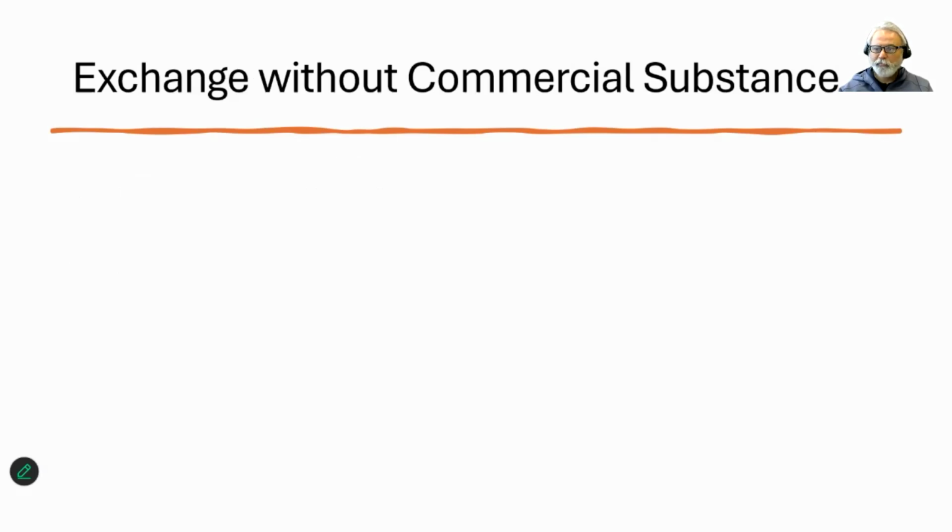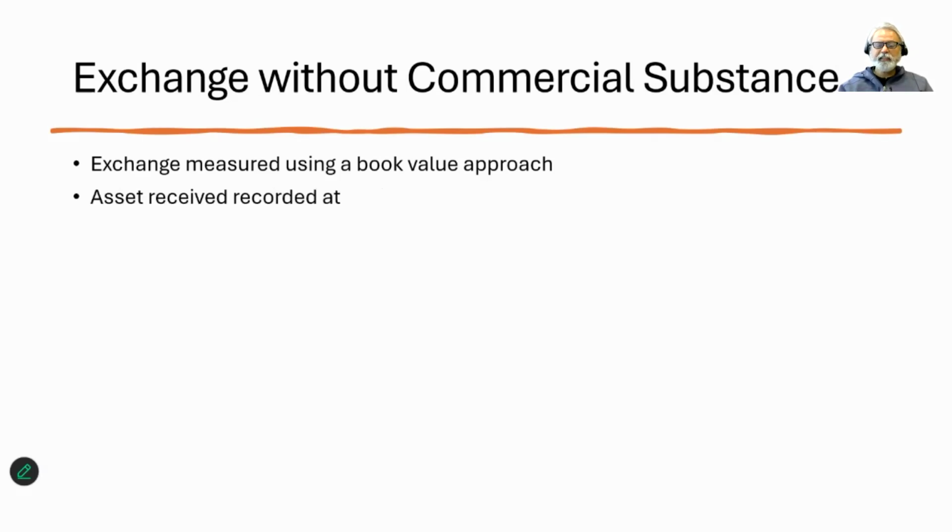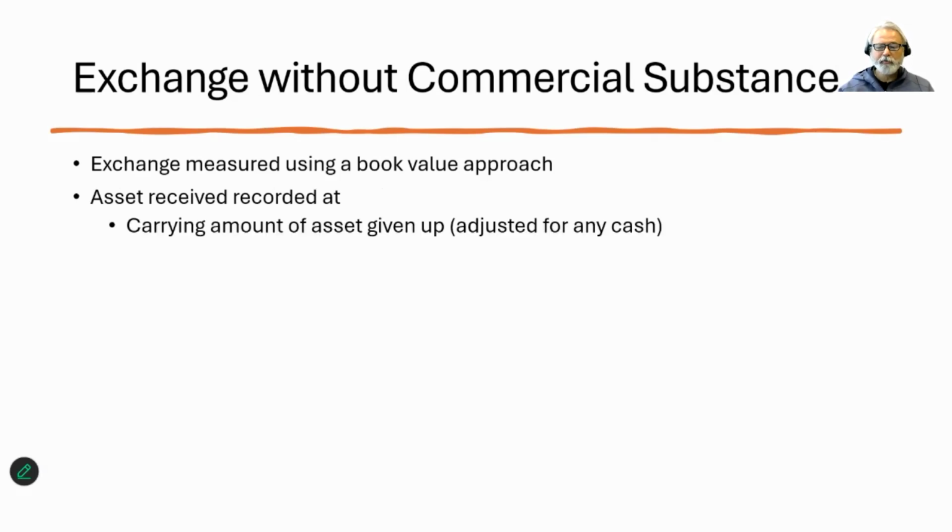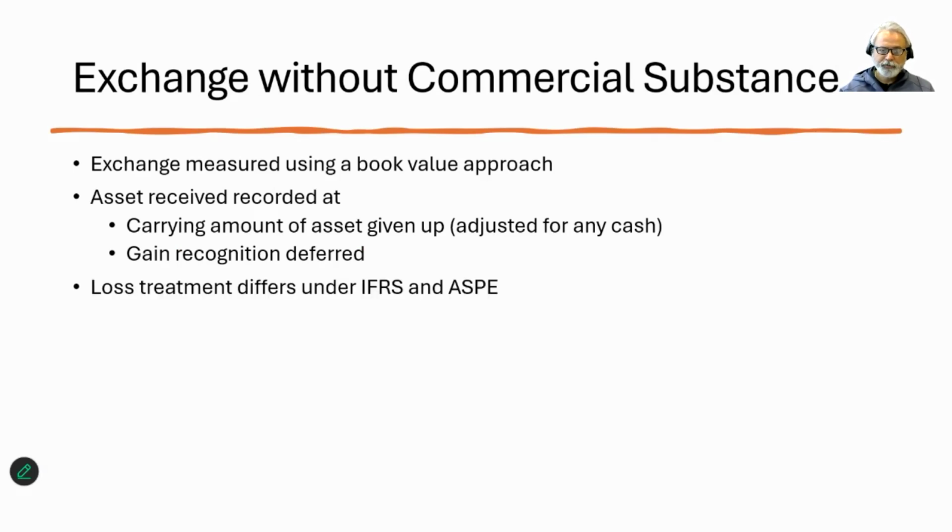When there is no commercial substance, the exchange is instead measured using a book value approach. The asset being received is recorded at the carrying amount of the asset given up, adjusted for any cash received or paid. The gain resulting, if there's a gain resulting from the exchange, is not recorded, so it gets deferred. What if there is a loss? The loss treatment is different under ASPE as opposed to IFRS.